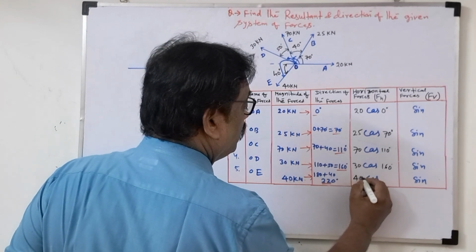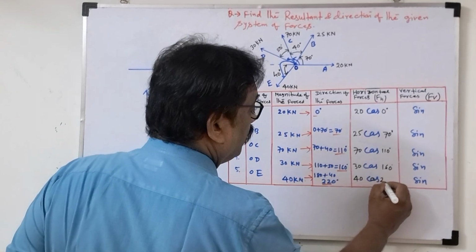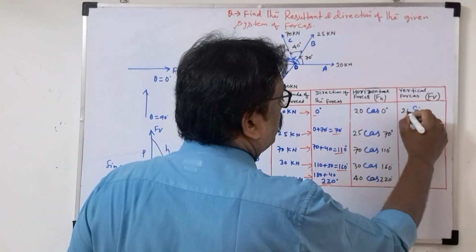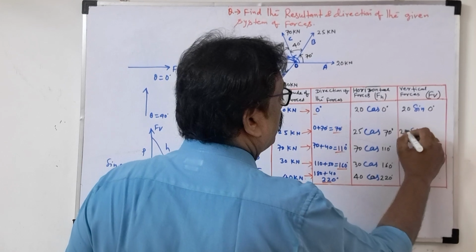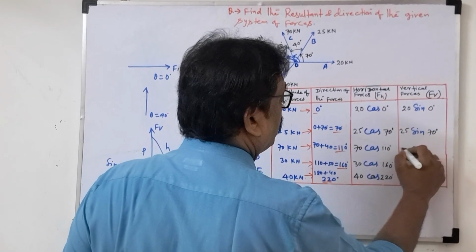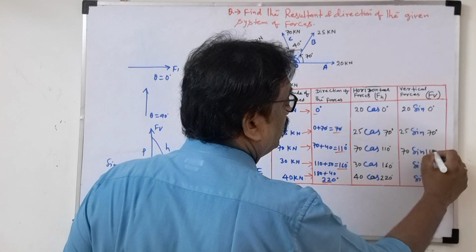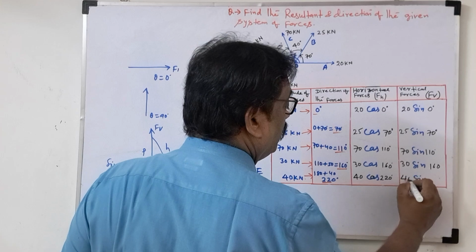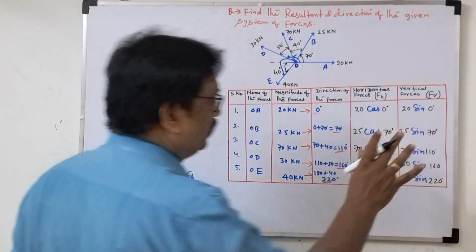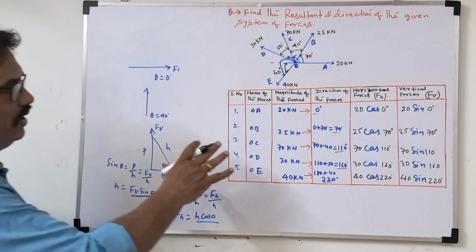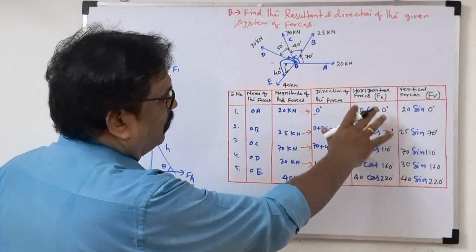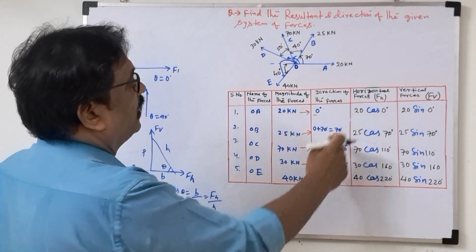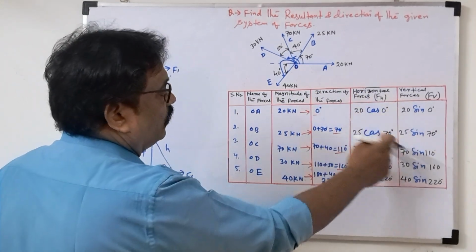Now this is 40 Newton force, then here 220 degree. So this we wrote. Similarly here 20 at 0, 25 at 70 degree, 70 kilonewton at 110 degree, then 30 kilonewton at 160 degree, then 40 at 220 degree. I filled all this seeing the diagram. No technique required here. Draw the tabular column, write the serial number, name of the forces, magnitude of the forces, direction of forces meaning angle, horizontal forces, vertical forces.